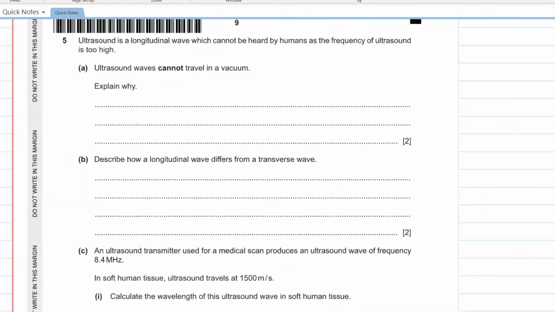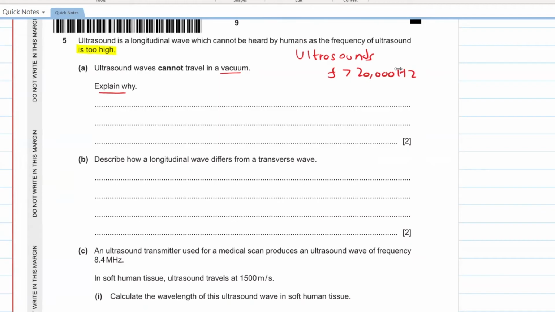Now let's see this. Ultrasound is a longitudinal wave which cannot be heard by humans as the frequency of ultrasound is too high. Now, from theory, what do we know? Ultrasounds have a frequency of greater than 20,000 hertz. Perfect. From theory, we know that ultrasounds have a frequency of greater than 20,000 hertz. Ultrasound waves cannot travel in a vacuum. Explain why. What a beautiful question again.